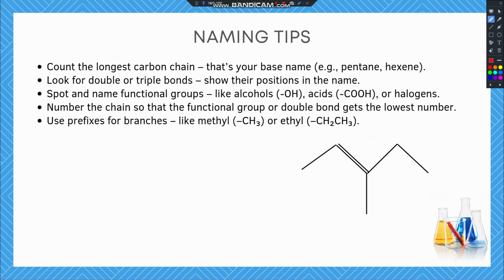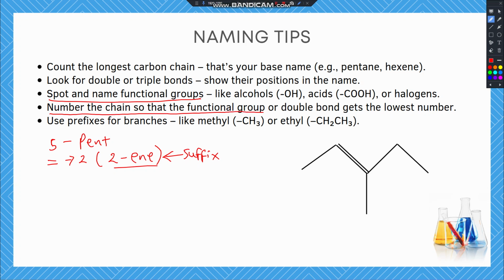We've counted the longest chain. The longest chain is 5 carbon atoms. So we have pent. We've looked for double bonds. Double bond is on carbon number 2. So we have 2-ene as the suffix. And then we saw that there are no functional groups. And we have numbered the chain so that the functional group and the double bond got the lowest number. This is 1, 2, 3, 4, and 5.